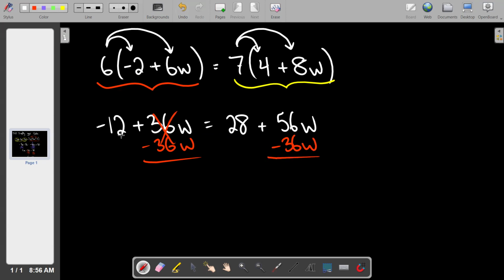What are we going to be left with? Yeah, I mean, the whole equation. I've got to work on how I ask that question. Negative 12 equals 28 plus 20W. 56 minus 36 is 20.